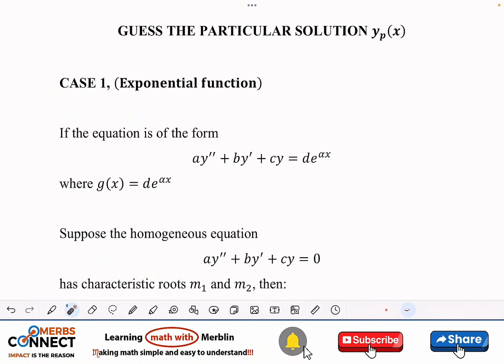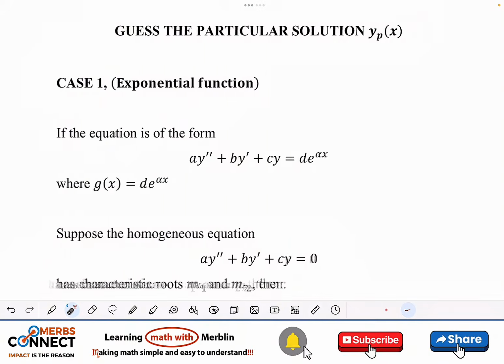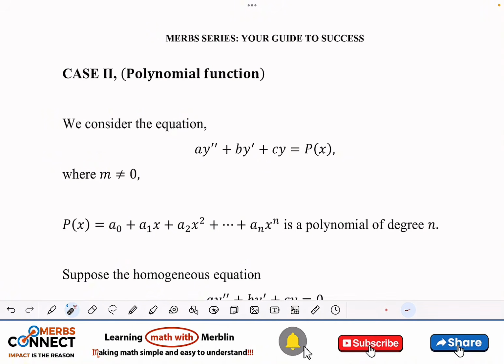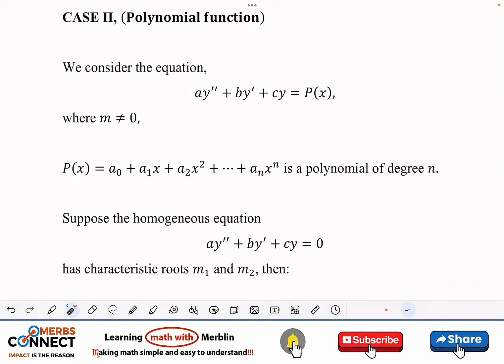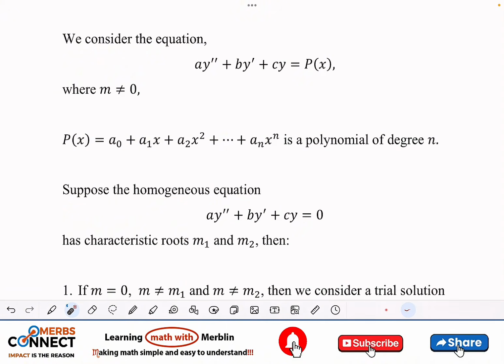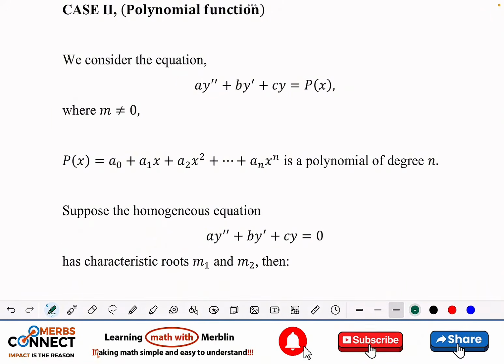I mean, the non-homogeneous part g of x is an exponential function. Let's take another case. Now let's assume that the non-homogeneous part is not exponential, but a polynomial function. What are some of the things that we are going to consider? Anytime it's a polynomial function, we consider the idea that m is equal to 0. But here we are assuming that m is not 0. So m here is like the degree.